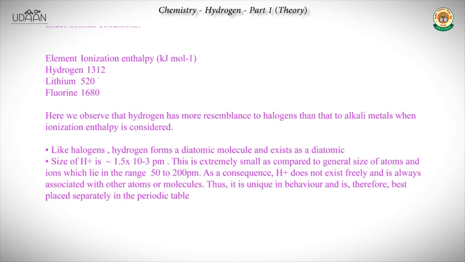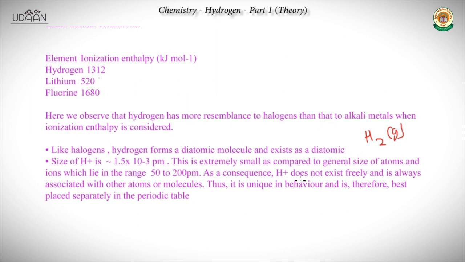Like halogens, hydrogen also forms diatomic molecules and it exists only as a diatomic gas. A single hydrogen atom does not exist as it is very unstable. We can see the size is also mentioned. If the electron is out of the atom, the size is approximately 1.5 into 10 to the power minus 3 picometer.